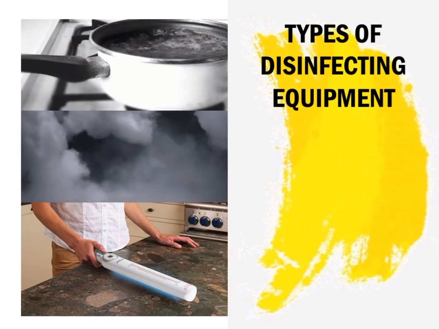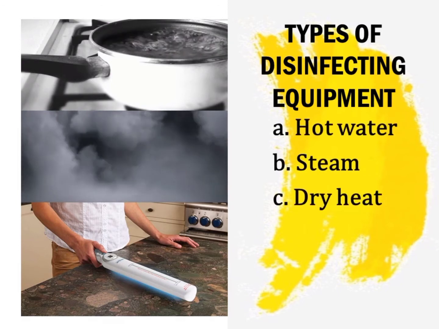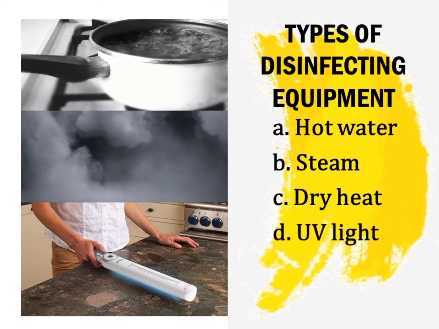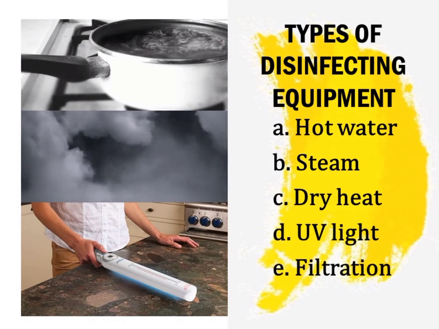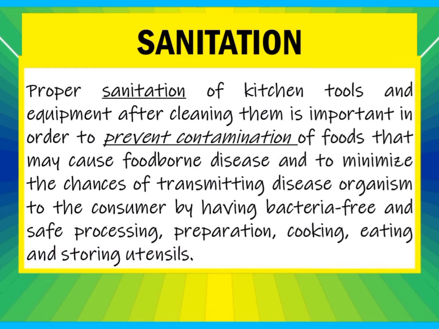Types of disinfecting equipment: hot water, steam, dry heat, UV light or ultraviolet light, and filtration. Let's go to sanitation. Proper sanitation of kitchen tools and equipment after cleaning them is important in order to prevent contamination of foods that may cause foodborne disease and to minimize the chances of transmitting disease organisms to the consumer by having bacteria-free and safe processing, preparation, cooking, eating, and storing utensils.